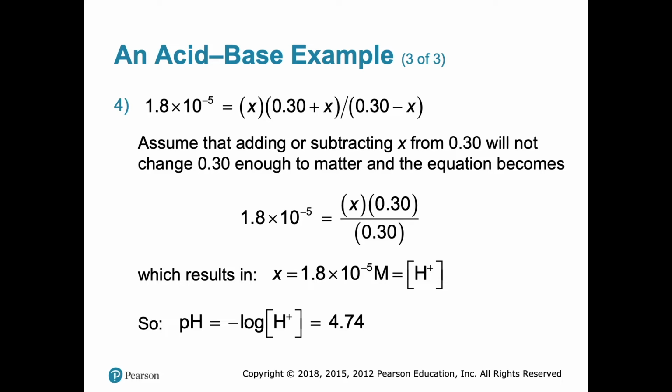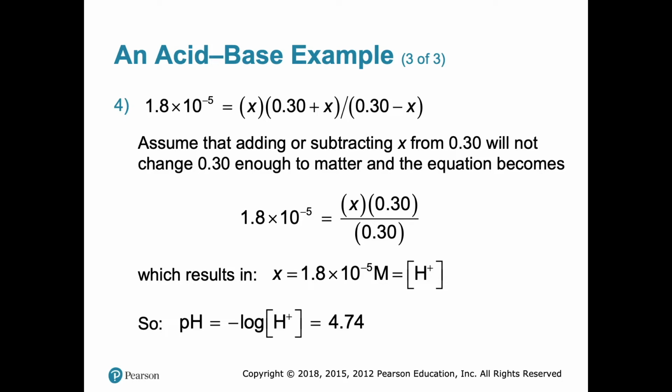And that means x, the Ka, is the hydronium ion concentration now. And then for you to be able to get the pH, all you have to do is take the negative log of the hydronium ion concentration, or the proton concentration, and you get about 4.74 as the pH.